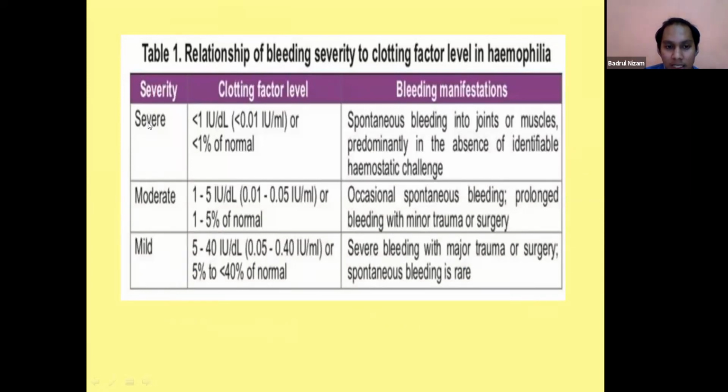Basically, this is the severity of the bleeding in hemophilia. In severe disease, there is usually less than 1% clotting factor level, so they can manifest spontaneous bleeding in the joint and in the muscle. For moderate severity, 1 to 5% of the clotting factor, they can have occasional spontaneous bleeding or prolonged bleeding with minor trauma. For mild, more than 5%, they usually bleed with major trauma and spontaneous bleeding is rare.